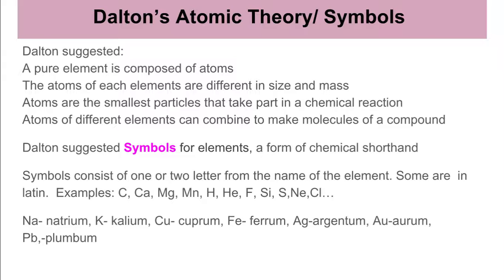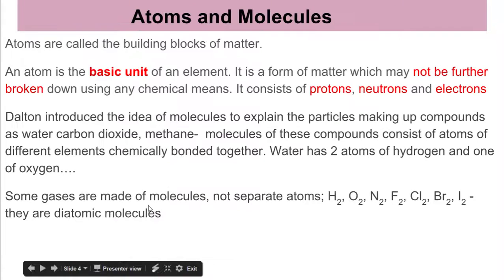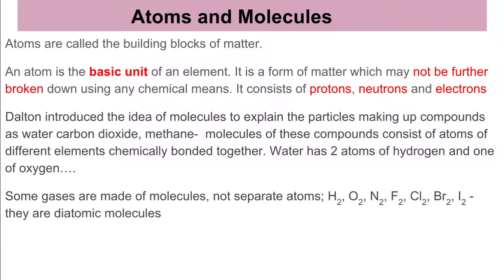At the time when they were discovered and the symbols given to them, the Latin language was being used. So sodium, in Latin, is natrium, and the symbol is Na. Copper is cuprum, iron is ferrum, silver is argentum, gold is aurum, and lead is plumbum. You are going to learn them all. So atoms are called the building blocks of matter. An atom is the basic unit of an element. It is a form of matter which may not be further broken down using any chemical means.